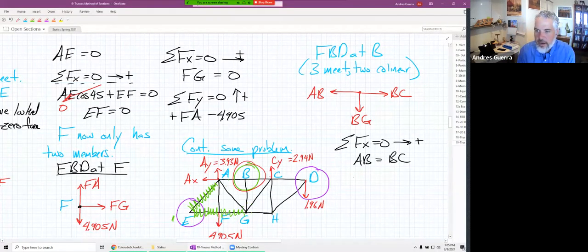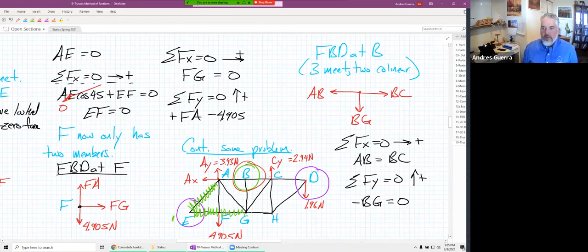Now, what about if we sum forces in the Y? If we sum forces in the Y, the only thing we have is minus BG, and so that has to be equal to 0. So we have minus BG equals 0, so BG is equal to 0. So we better destroy BG then. So we get rid of BG and we can look, okay, does that open up anything?